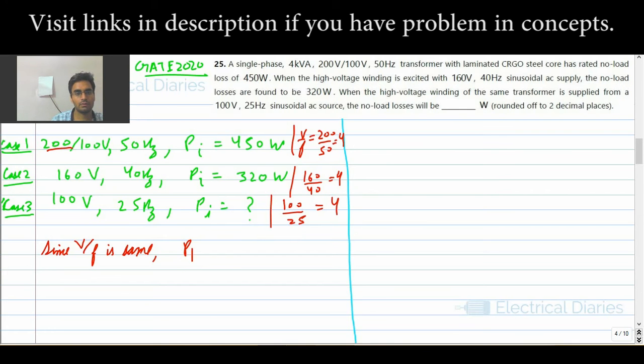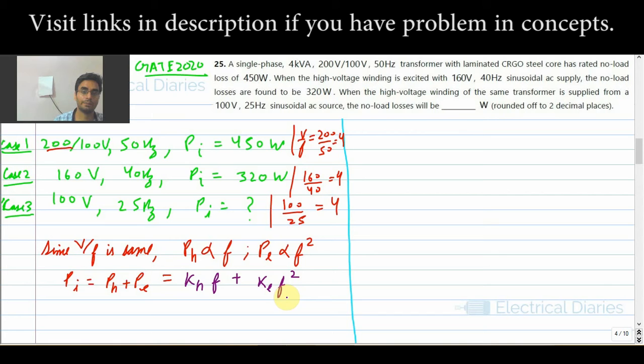Pi is composed of two losses. One is hysteresis loss, which, since V by F is the same, is directly proportional to F. And PH is hysteresis loss, and PE, that is the eddy current loss, is directly proportional to F square. So now you can write your iron losses as Pi is equal to PH plus PE, where you can write PH as KH F and PE as KE F square. Okay, so this is your ultimate formula for this question.